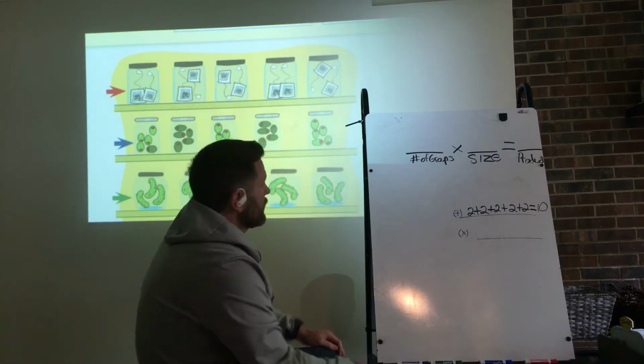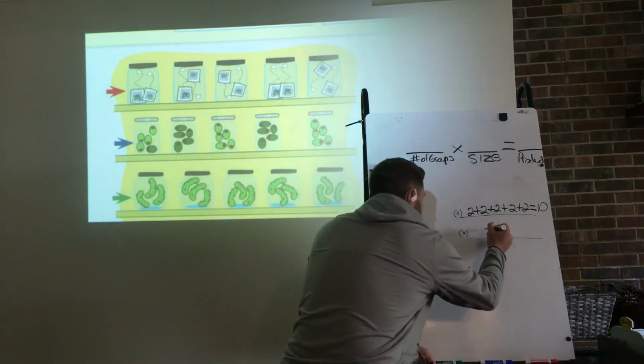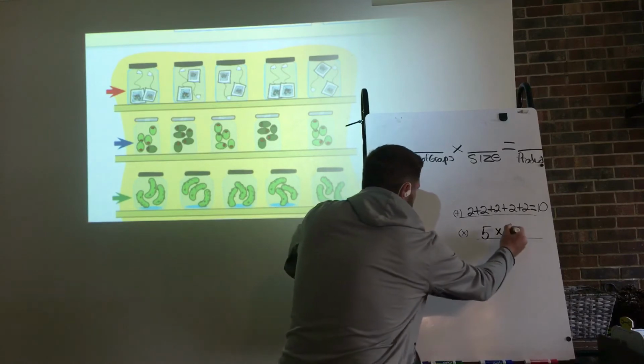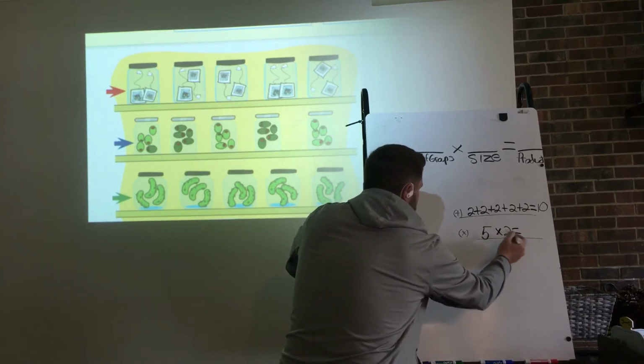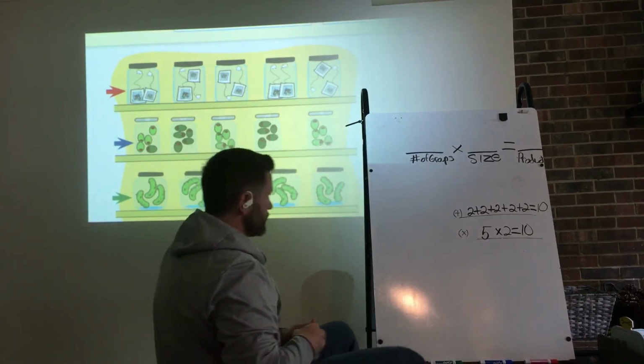So now, how many groups are there? There are 5. I'm going to put 5 here. What is the size of each group? It is 2. Then we know 5 times 2 is 10. 5 times 2 is 10.